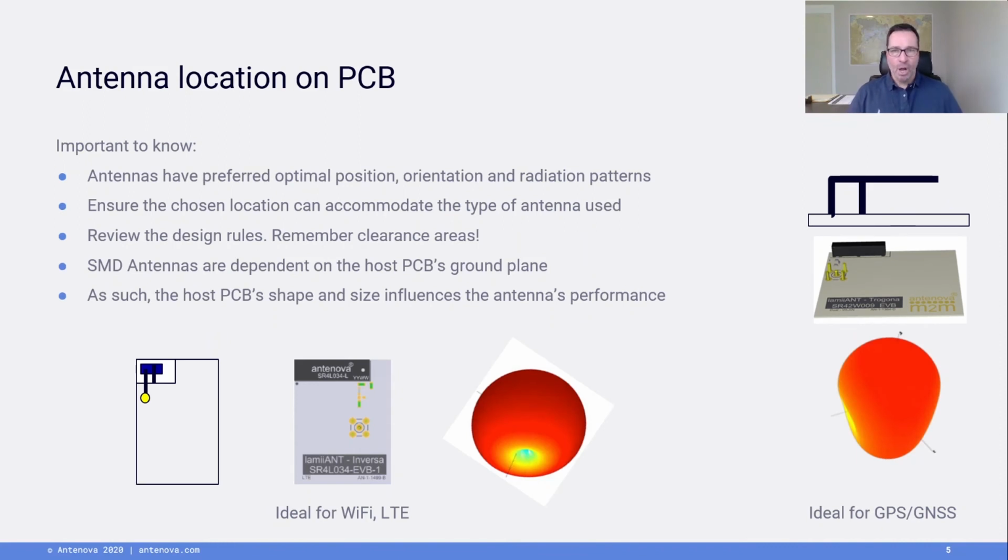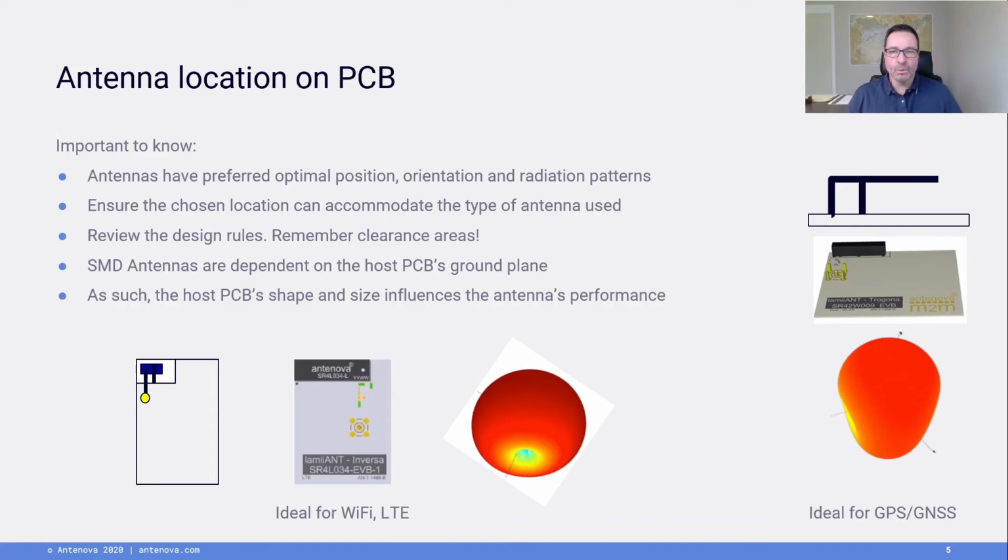Antenna location on a PCB, very important. Important things to know: antennas must have a preferred optimal position and orientation, and with this orientation you'll get the optimum radiation pattern for your application. Ensure the chosen location can accommodate the type of antenna used.